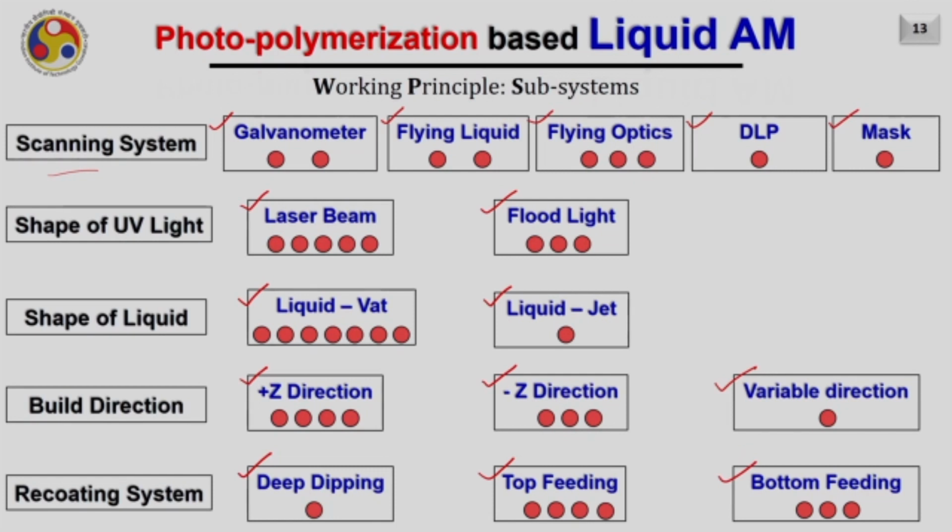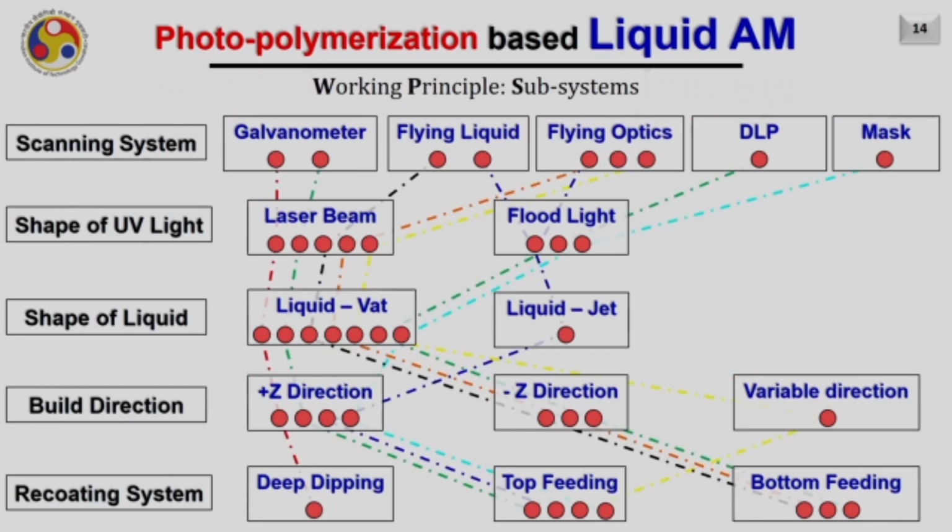Now if you pick any commercially available additive manufacturing machine, you will be able to find a subsystem here, and you can connect the thread between the different subsystems, and hence a particular machine will be available. Now let me just show you the different types of machines available in the market.